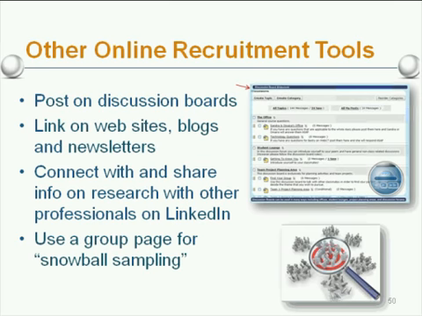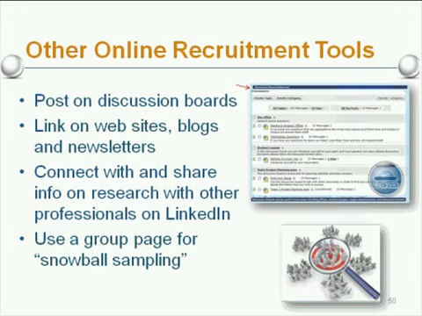So there are a few other online recruitment tools that you can use. There are discussion boards that you could potentially post on. We've already talked about links on your own websites, but there might be other related websites that you can use. There's also blogs and email newsletters if people are using things like that. So those are other places to potentially recruit participants. Also, you can use your professional network, like on LinkedIn and even on Twitter, to connect with other professionals and share information about the research you're doing.